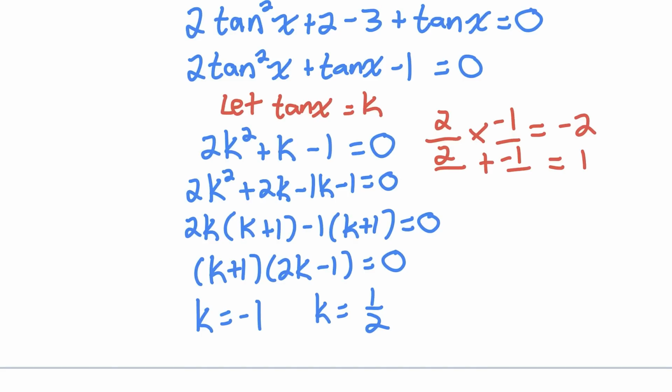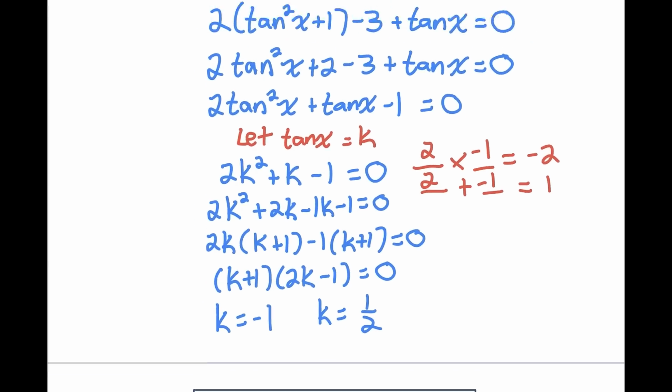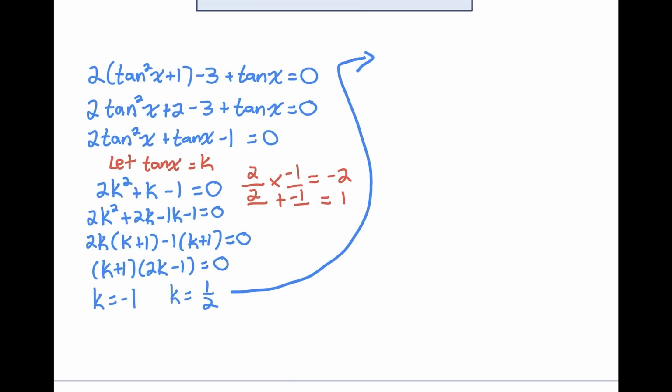So we're about halfway done this question now. Let me make some more room. Like I said, those k's are actually tan x, so I actually have tan x equals negative 1 and tan x equals a half. Let me draw a Cartesian grid for both of those.